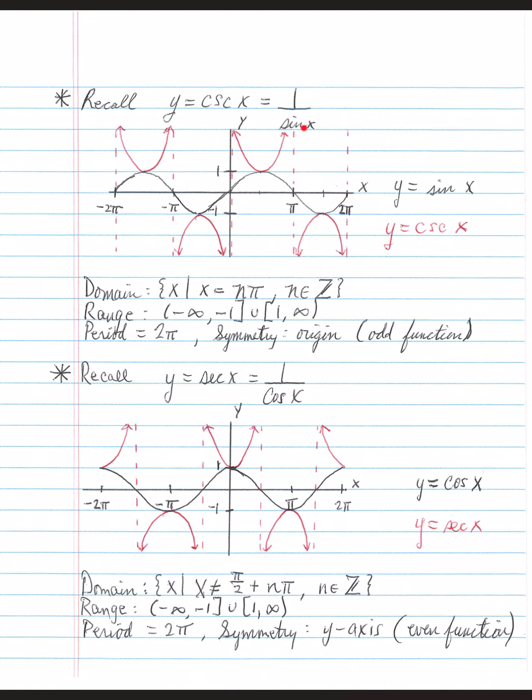Where sine is 0, you're going to get a vertical asymptote because 1 divided by 0 is undefined. So everywhere sine has an x-intercept, cosecant will have a vertical asymptote. The domain for cosecant is any angle as long as that angle is not a multiple of pi. And so I've got to be careful here, not equal to a multiple of pi.